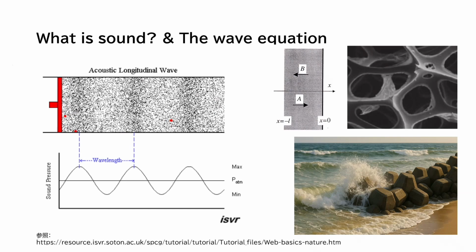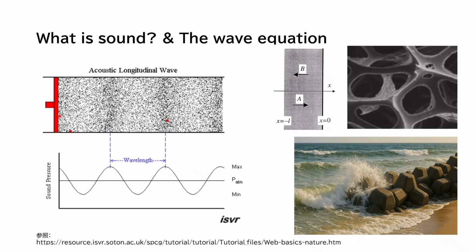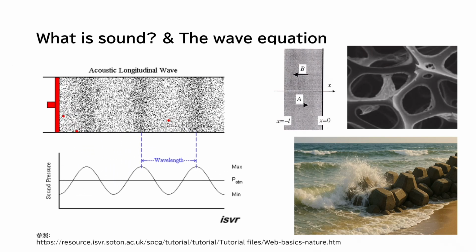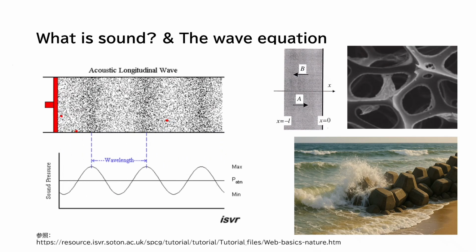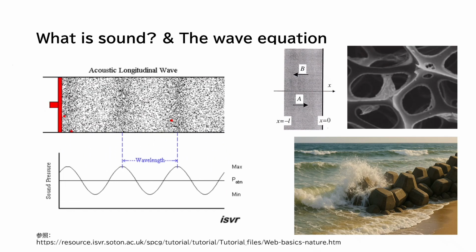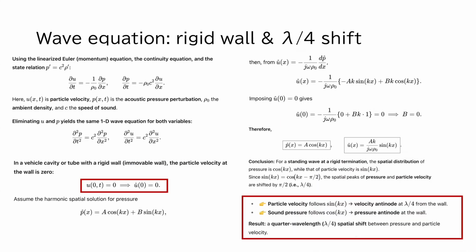Absorption converts kinetic energy into heat through viscous friction and thermal conduction, similar to how coastal tetrapods disperse and tire out ocean waves. Using the wave equation with boundary conditions at a wall, we examine absorption.